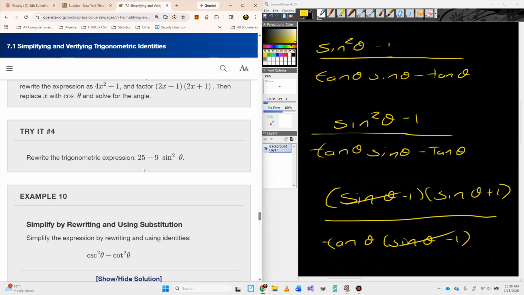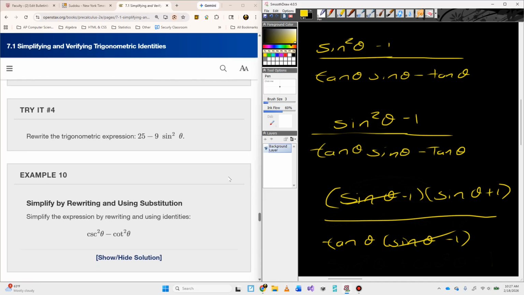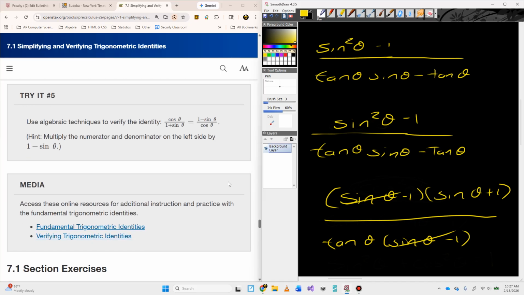Of course, we see 25 minus 9 sine squared theta. How can I rewrite that as a difference of squares? Well, 25, I take the square root of that, that's 5, and the square root of 9 sine squared theta is 3 sine theta. So I rewrite that as 5 plus 3 sine theta times 5 minus 3 sine theta. So again, difference of squares is a very popular thing that comes up from time to time.